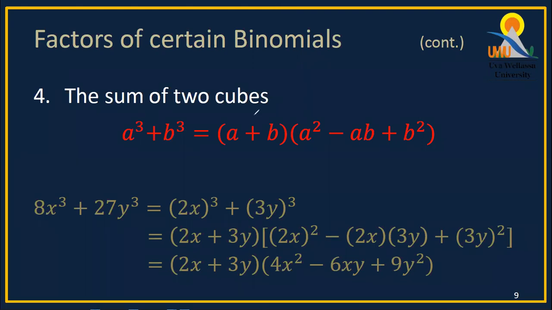Here we are considering one example. It is 8x cubed plus 27y cubed. First, we have to convert this into complete cubic terms. It is 2 to the power 3, x to the power 3, 3 to the power 3, y to the power 3. Therefore, we can rewrite this as (2x) to the power 3 plus (3y) to the power 3.